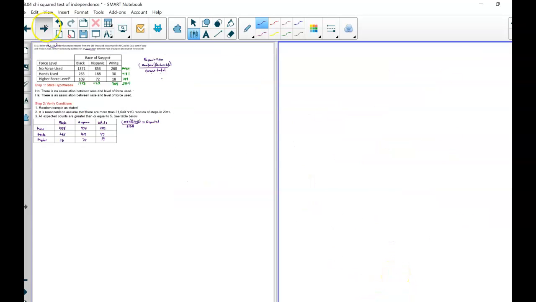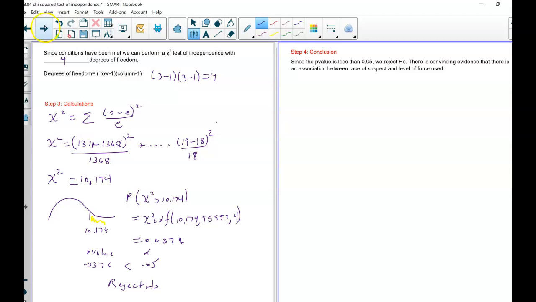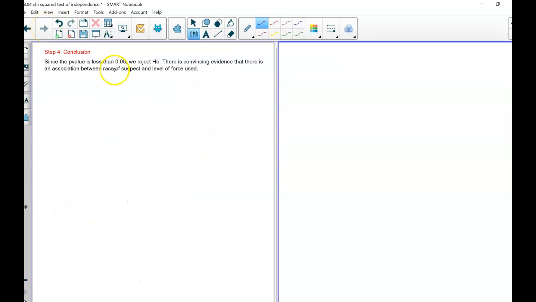So let's look at our conclusion. Since the p-value is less than 0.05, we reject H0. There's convincing evidence that there is an association between race of suspect and level of force.